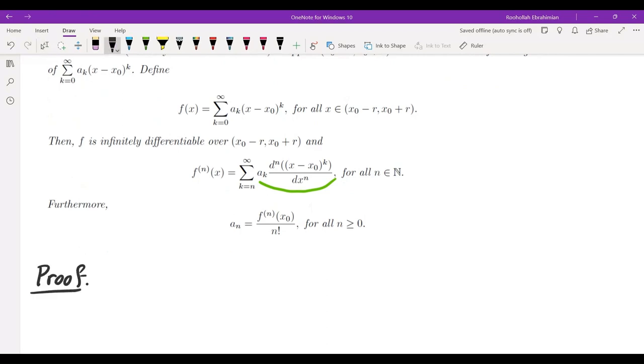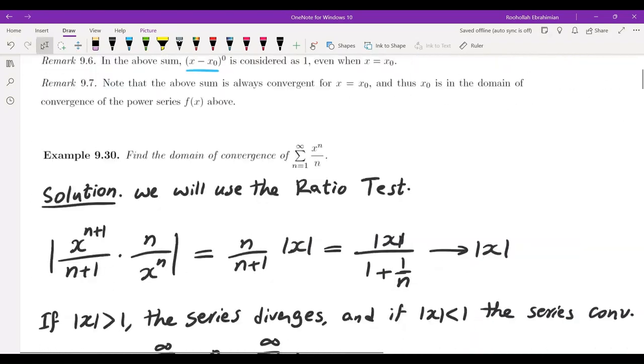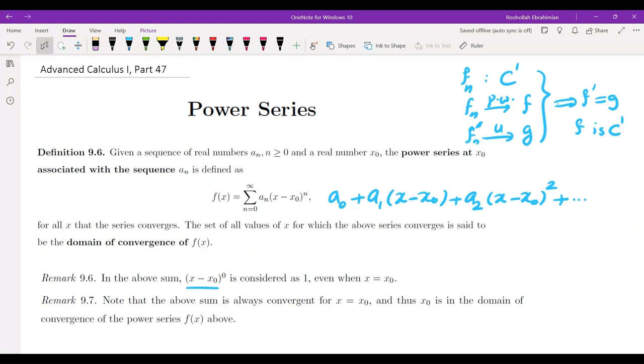So let's prove this. Let's just show that f prime of x is the sum of k a_k (x minus x_0) to the power of k minus 1. And then we could just repeat the same argument, an inductive proof. We want to use the theorem that I reminded you of at the very beginning, which was: if f_n is C^1, f_n converges pointwise to f, and f_n prime converges uniformly to g, then f prime is g.